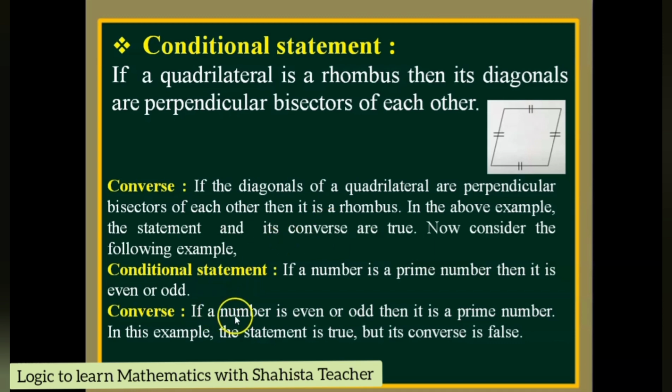So here the statement is: if a number is even or odd, then it is a prime number. In this example, the statement is true, but its converse is false. Is that clear? Why even or odd? Because 2 is an even prime number. Because of only the number 2, we are considering it. That means it may be possible and it may not be possible, so we have to prove it.